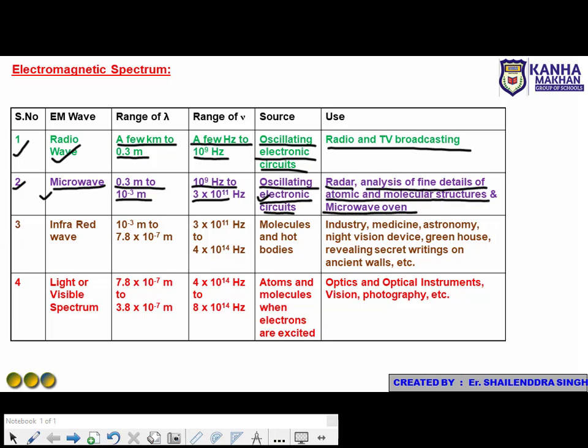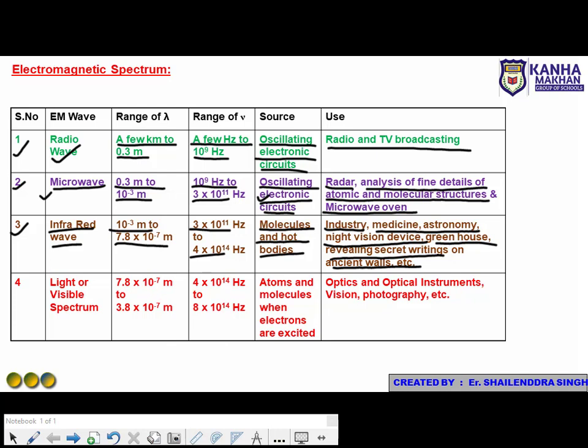And third, infrared waves, 10^-3 meter to 7.8×10^-7 meter, and the frequency range is 3×10^11 hertz to 4×10^14 hertz. It is produced by molecules and hot bodies, and it can be used in industries, medicine, astronomy, night vision devices, greenhouses, reading writing on ancient walls, etc. These are the uses.